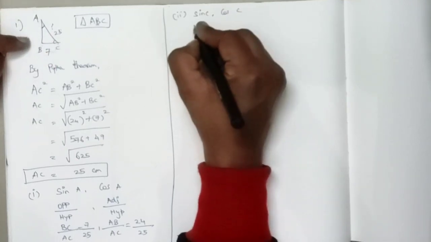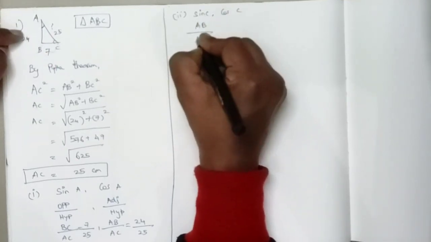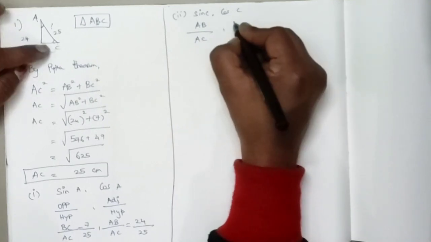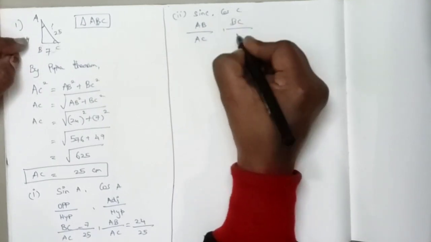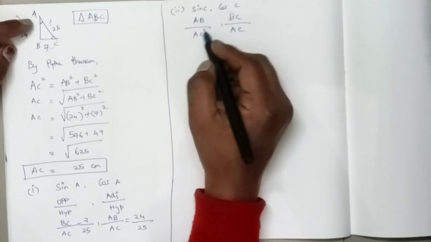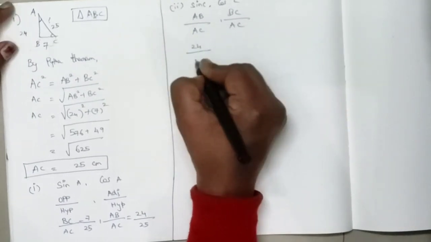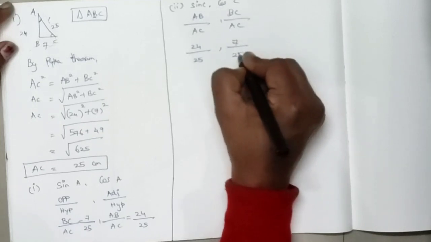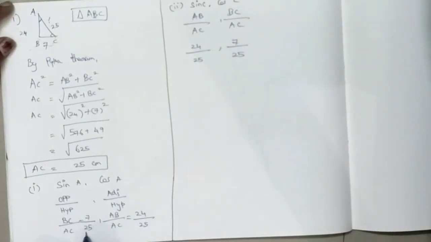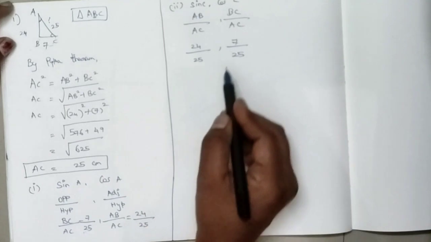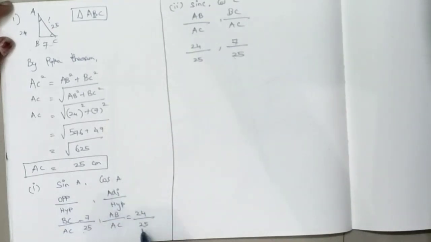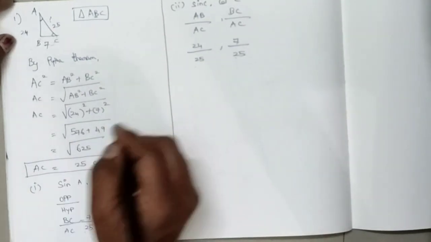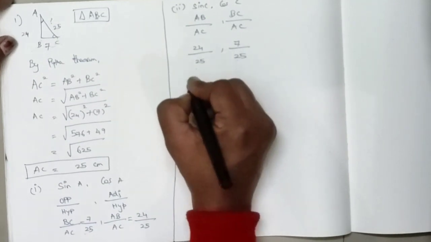Sin C is AB divided by AC and cos C is BC divided by AC. What is AB? It is 24 divided by 25, and this is 7 divided by 25. Is it correct? 7 by 25. Sin A is equal to cos C and cos A is equal to sin C. We have got that.